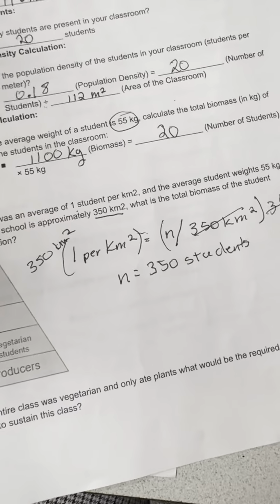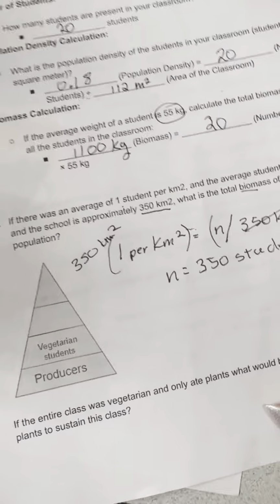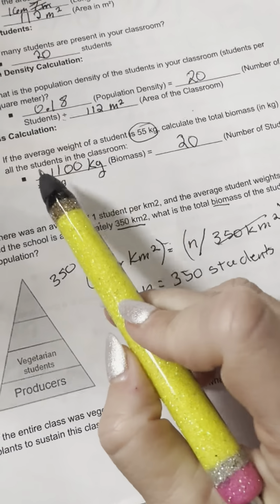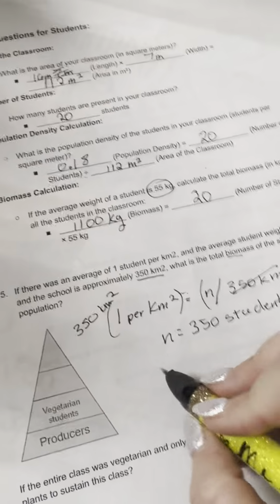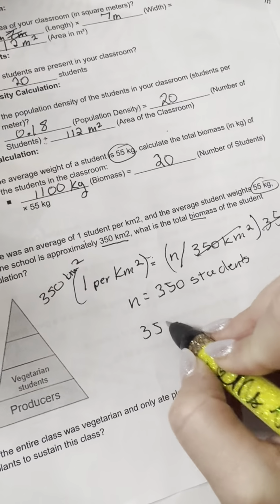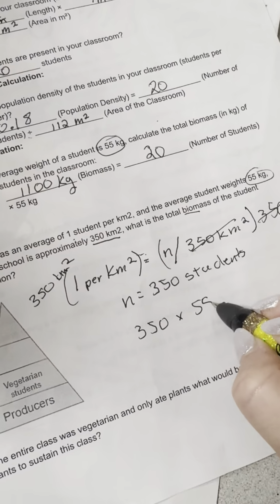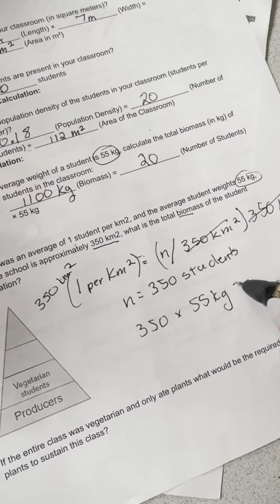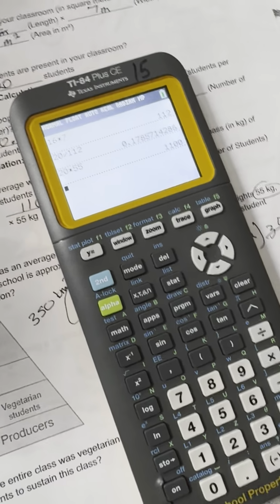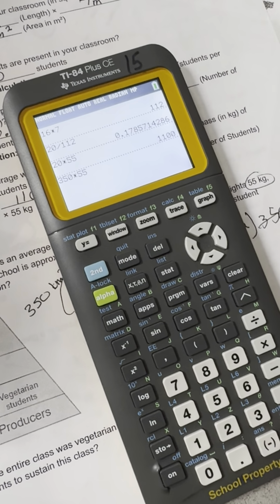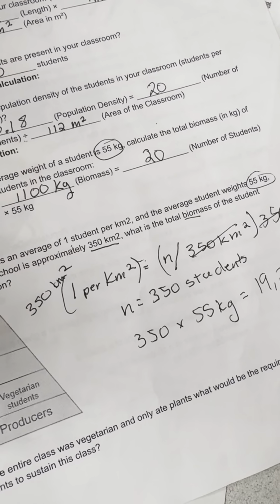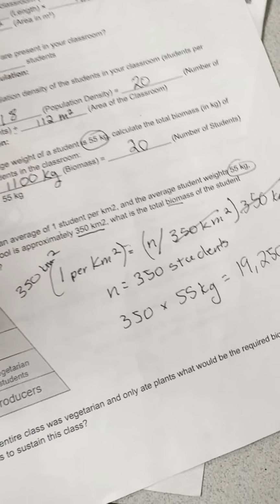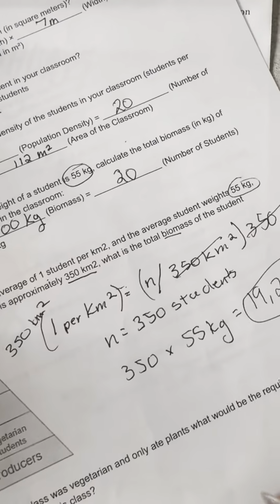But we still need the biomass. It's asking us what the total biomass is. And so now I plug in this number of students, just like we did in this equation. It has the average weight of being 55, not kilometers, kilograms. So I have 350 students times 55. I do that, 350 times 55 gives me 19,250. So that's my biomass.